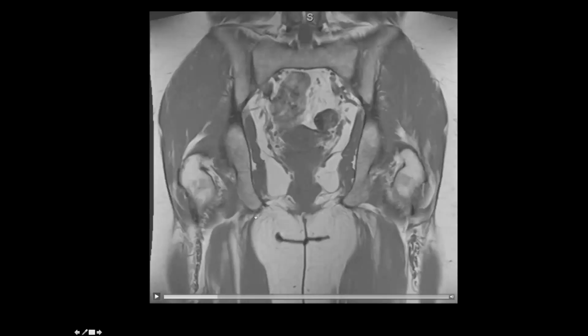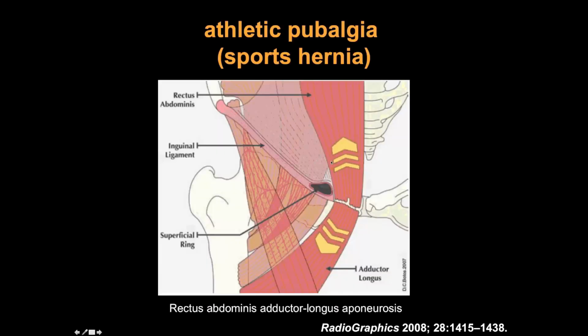Here we see that adductor magnus. So the rectus abdominis attaches with the adductor longus along the anterior margin of the pubic body, and this forms the rectus abdominis adductor longus aponeurosis. This attachment is a few millimeters medial to the superficial ring of the inguinal canal.